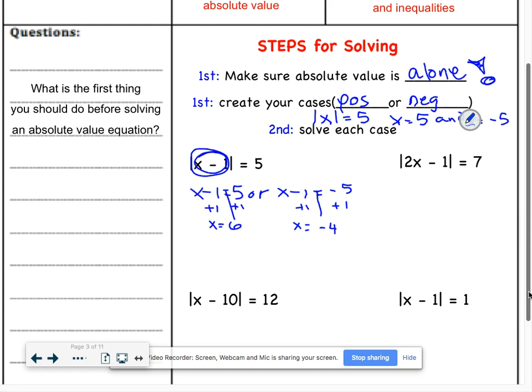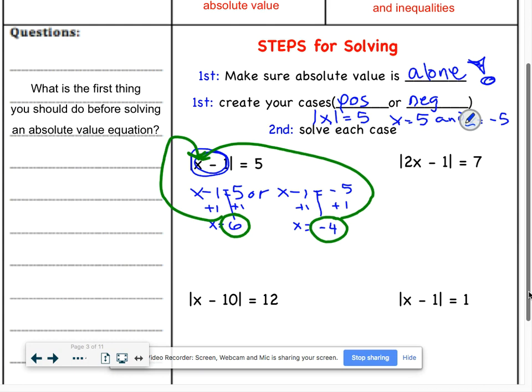Feel free to do that lovely checking of your work and make sure that it's really 5. So if I plug it in, 6 minus 1 is 5. 5 is 5 away from 0. Heck yeah, I found it. Put a -4 in. -4 minus 1, -5. -5 is 5 from 0. Did it? Yes, I did it. Next one.